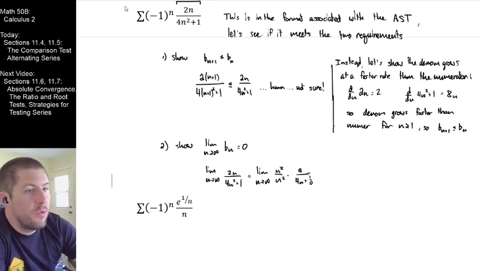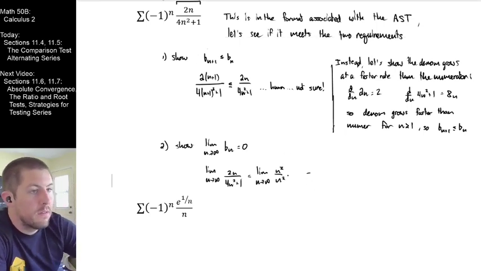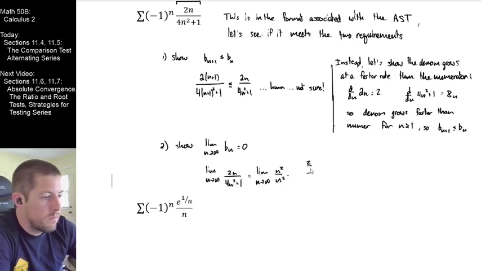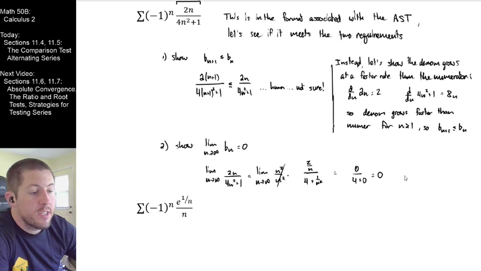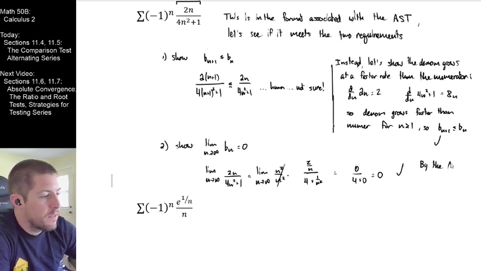And then we get the 2 over n as the numerator, 4 plus 1 over n squared, and then we get this to be 0 over 4 plus 0 equals 0. So it looks like this limit did in fact converge to 0. So by the AST, the series negative 1 to the n times 2n over 4n squared plus 1 converges.